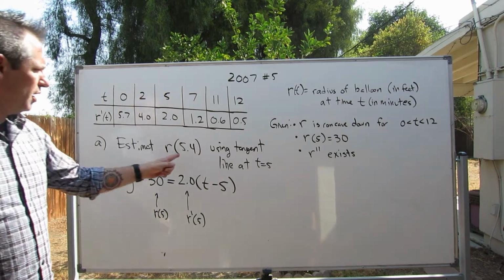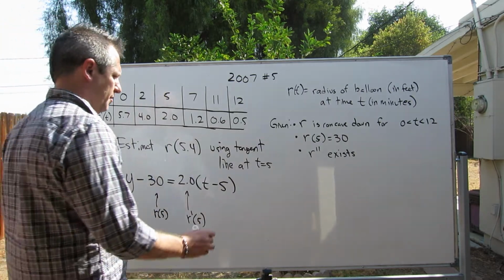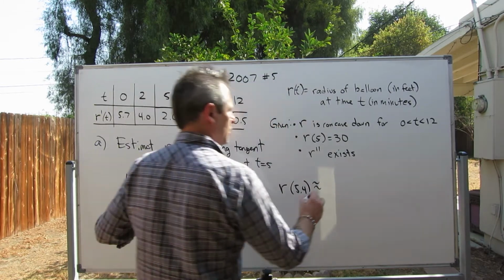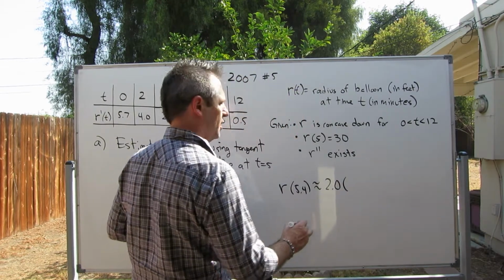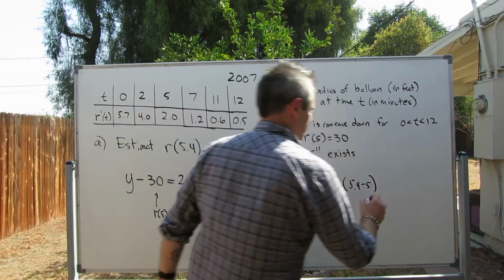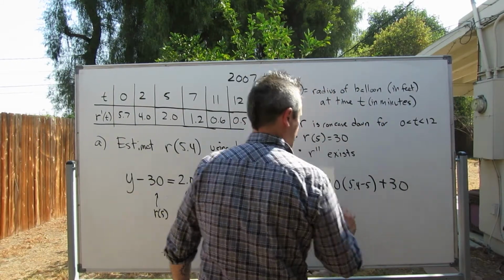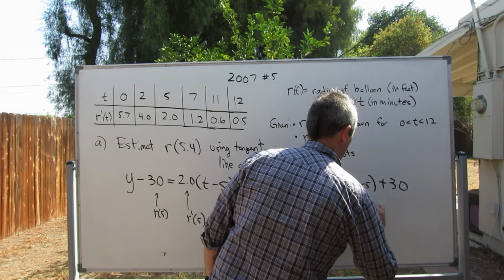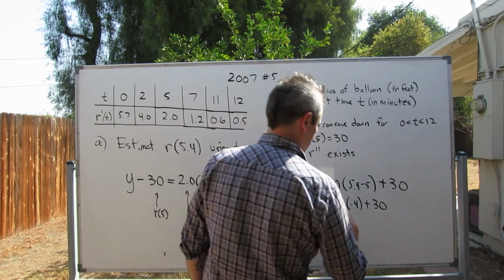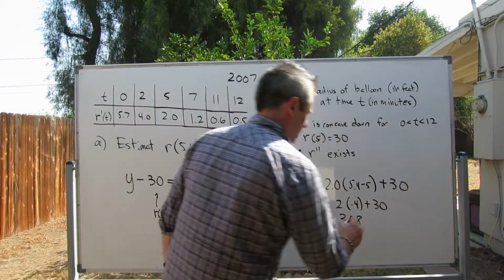What we're going to do is plug in the time 5.4 into this and see what we can get. So we estimate now that r of 5.4 is approximately equal to 2.0 times 5.4 minus 5 plus 30. Let's see, so that equals 2 times 0.4 plus 30, which equals 30.8. And we want to make sure that we don't forget units. This would be in feet.